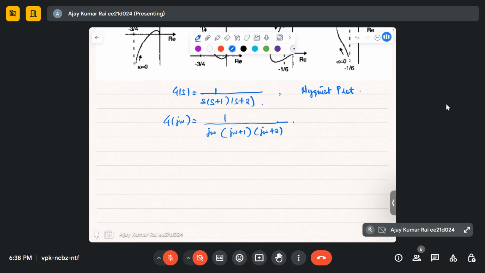Okay. And again, we try to find out the magnitude, phase, real and the imaginary part. So first, let's find out the real and imaginary part. So what I'll do, I'll just find out this transfer function in terms of real and imaginary part. Okay. So it will be minus j by, if I multiply for the first part.